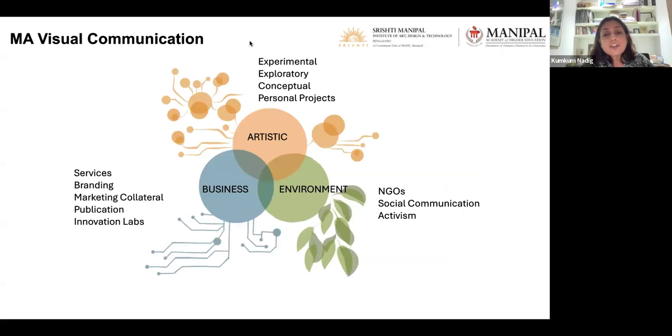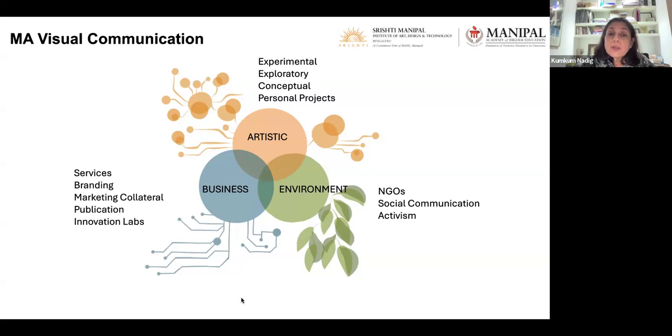Our graduates actually function in these 3 key domain areas: business or corporate, artistic, as well as environmental. So the business area or the corporate area is where the students get hired in businesses that offer services, businesses that look at brand communication and brand marketing materials, businesses that are into publication, including children's books or large format publications, as well as design innovation labs that are housed within large corporates and multinationals.